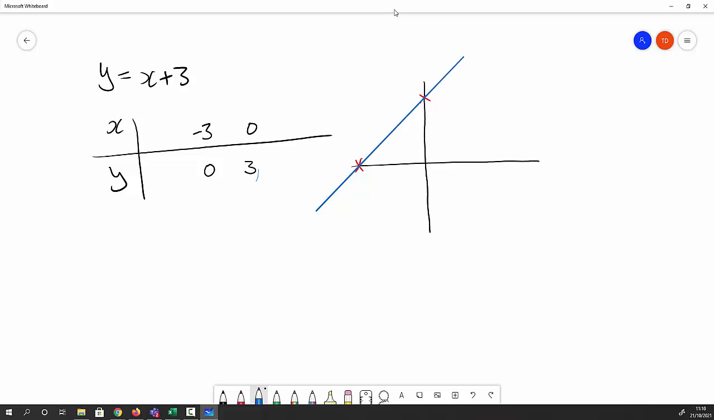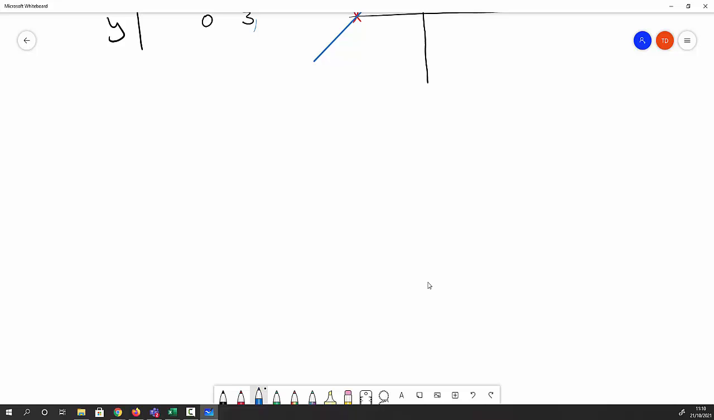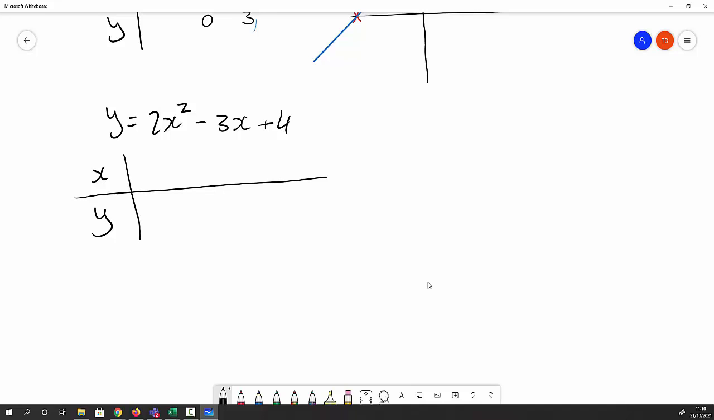But if this were a quadratic or a cubic, then obviously I'd put more numbers into the equation here. So why don't we do that? Why don't we plot y is equal to 2x squared minus 3x plus 4. Okay, so this time I'm going to put an x and a y into a table. I'll put my initial value in here. When x is 0, y is going to be equal to 4. When x equals 1, and just go for easy numbers, this is going to be 2, this is minus 3, so that makes it minus 1. And then plus 4 is going to give us 3.